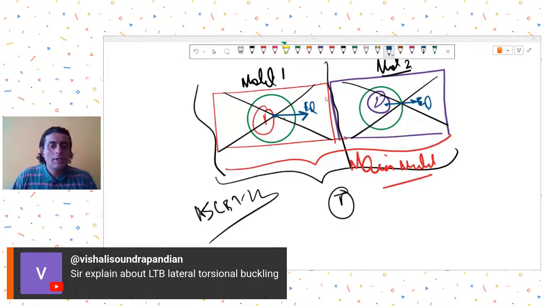Then Vishali is asking, please explain about lateral torsional buckling. No, so that's a long discussion. What exactly do you want to understand? I mean, if lateral torsional buckling, I'll take almost 1 hour for explanation.